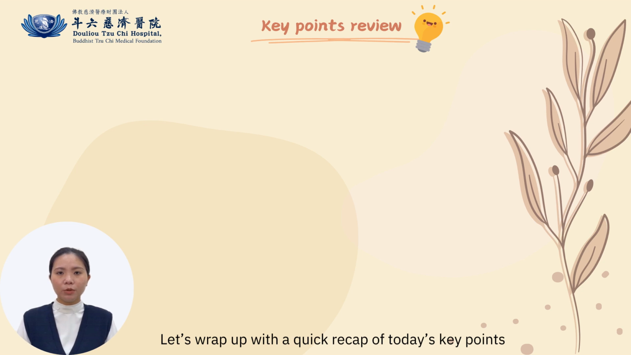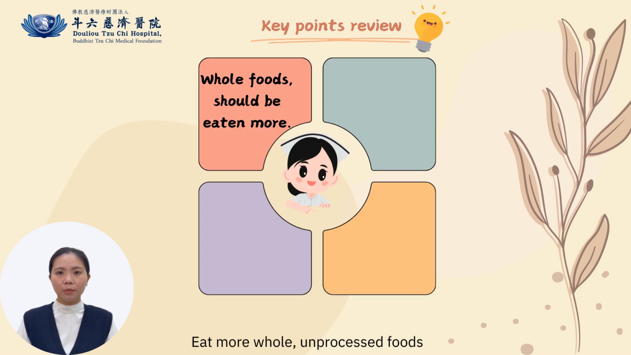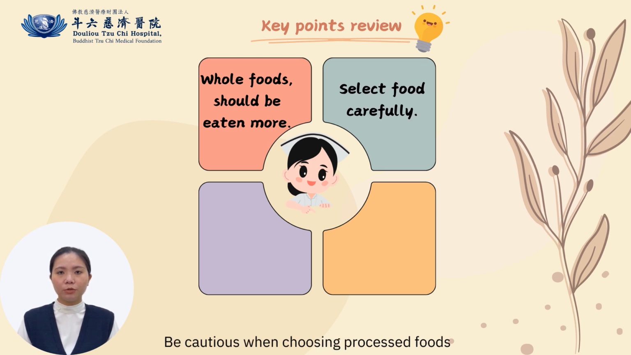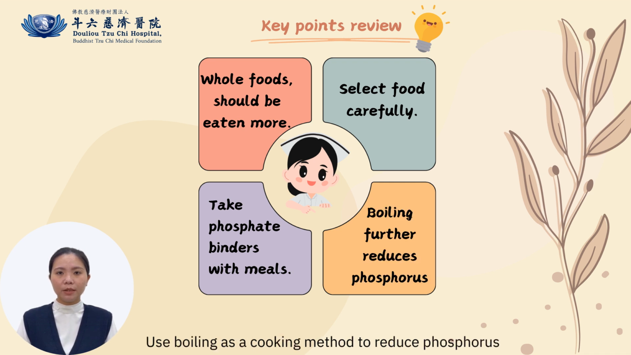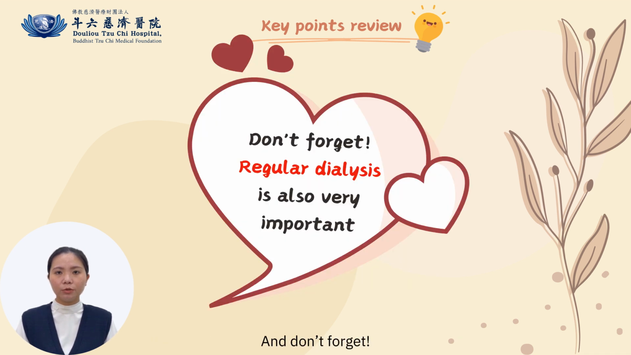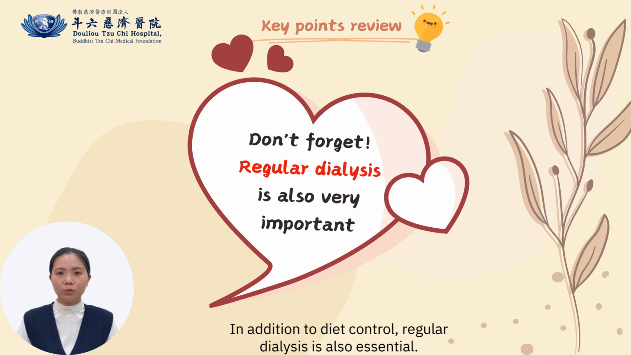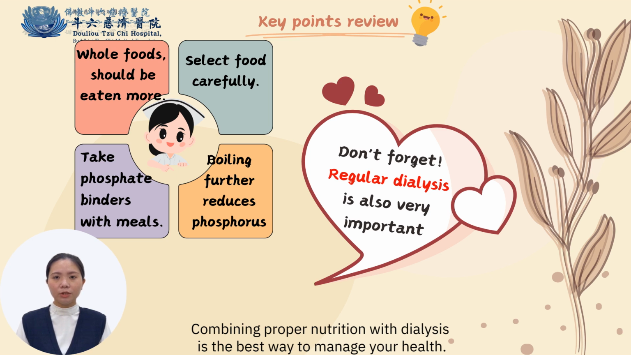Let's wrap up with a quick recap of today's key points. Eat more whole, unprocessed foods. Be cautious when choosing processed foods. Take phosphate binders with meals. Use boiling as a cooking method to reduce phosphorus. And don't forget, in addition to diet control, regular dialysis is also essential. Combining proper nutrition with dialysis is the best way to manage your health.